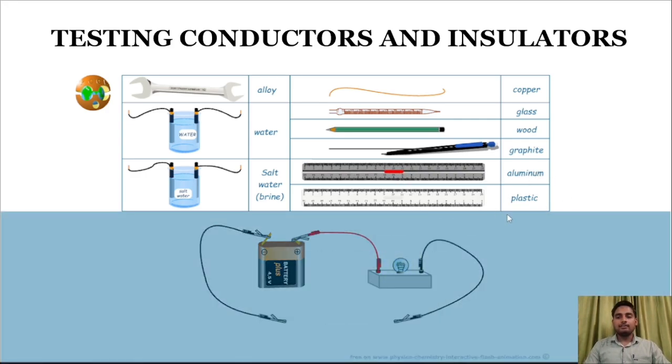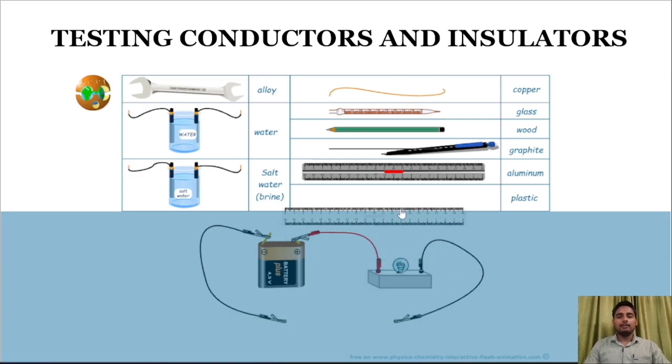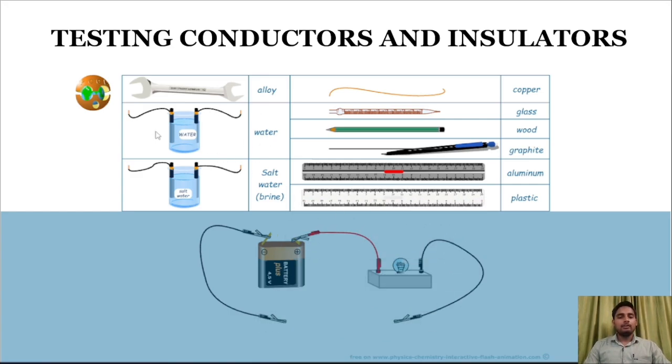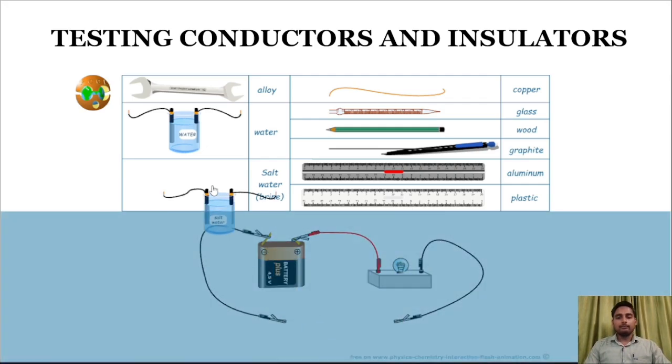If we take a plastic scale, then what happens? The bulb is not glowing. It is an insulator. Then we have water. It is distilled water, which doesn't have any ions. If we add salt to the water, then it forms ions and the bulb starts glowing. Salt water is a conductor.